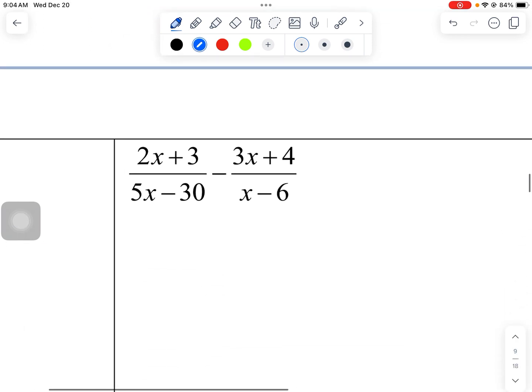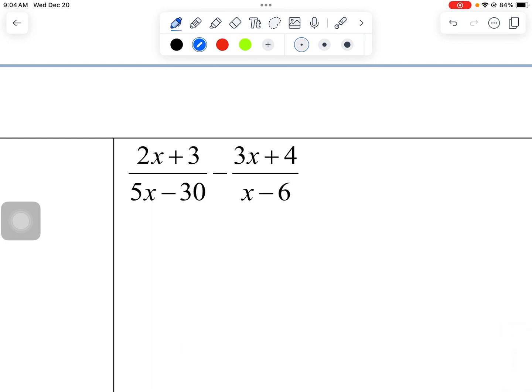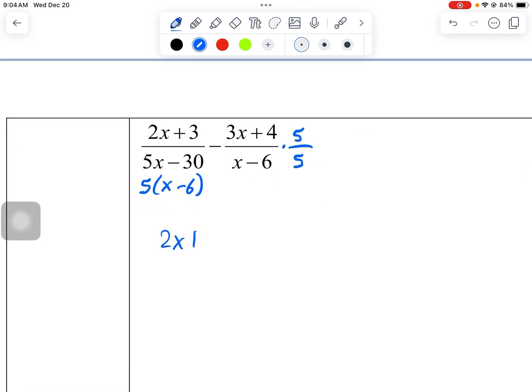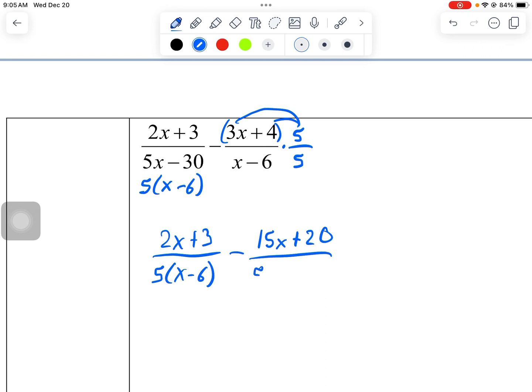All right, last one. This one we see 5x minus 30. We can factor a 5 out of that, so it's 5 times x minus 6. And we do see an x minus 6 over on this one, so the only thing we're missing is a 5. So I'm just going to multiply by 5 over 5. So that first fraction stays the same. 5 times x minus 6 minus, now distribute that 5. It becomes 15x plus 20 over 5 parenthesis x minus 6.